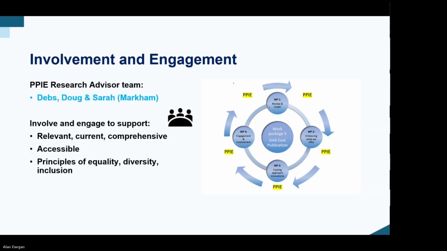Because this is really important, and I'm sure you'll all agree, to adhere, for example, to the principles of equality, diversity, inclusion, to try and reflect all the different people's views, and all this comes together in the form of the unit cost publication, which is at the centre of the diagram on the right. That's a quick whistle-stop tour of the unit cost programme itself, and I'll hand back to Sarah.